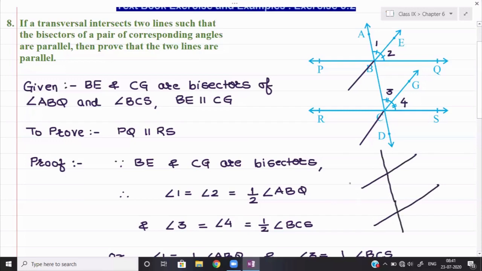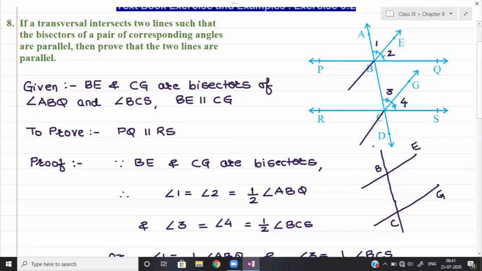So basically this is your line BE, going up to some length. We can say point B is here, point E is there somewhere, and similarly here we can say that point C and G are there.